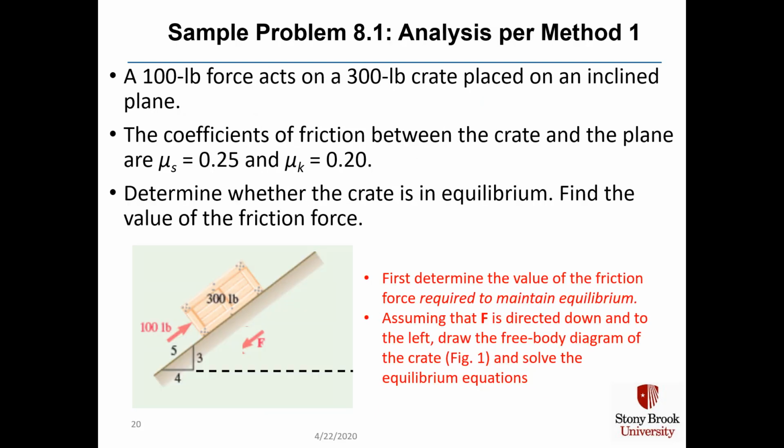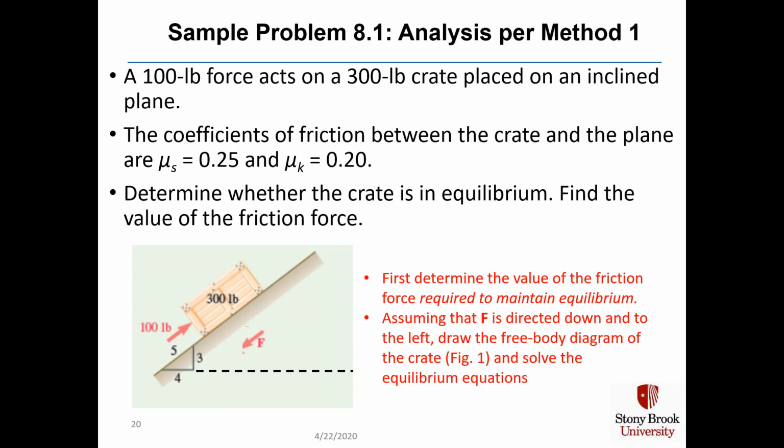Here's sample problem 8.1 to illustrate the method. A 100-pound force acts on a 300-pound crate placed on an inclined plane. The coefficients of friction between the crate and the plane are mu sub s equals 0.25 and mu sub k equals 0.2. We're going to determine whether the crate is in equilibrium, and then we'll find the value of the friction force.